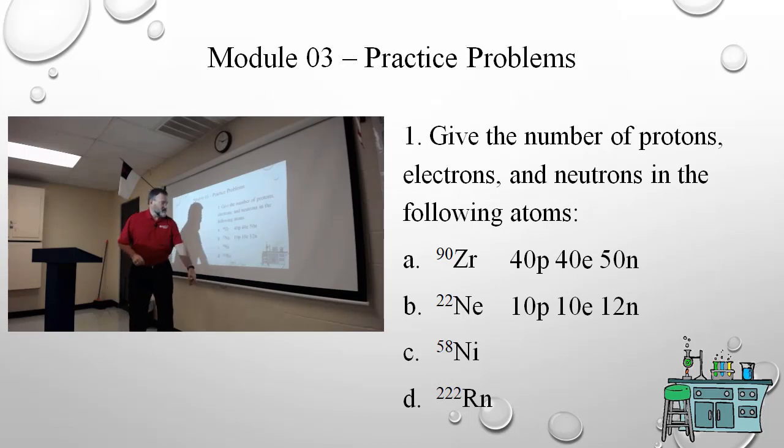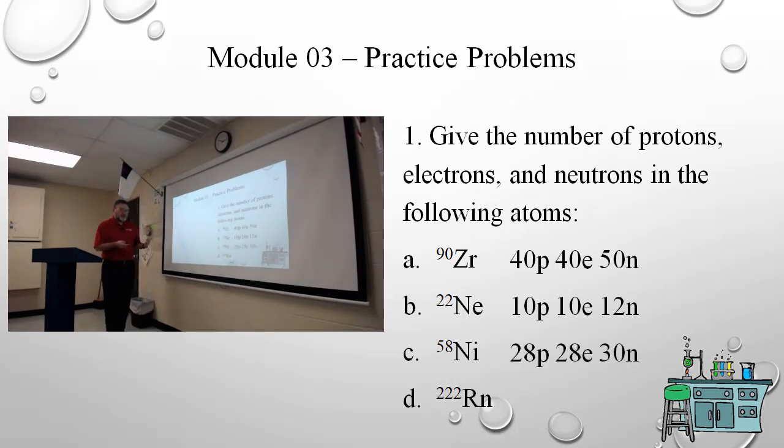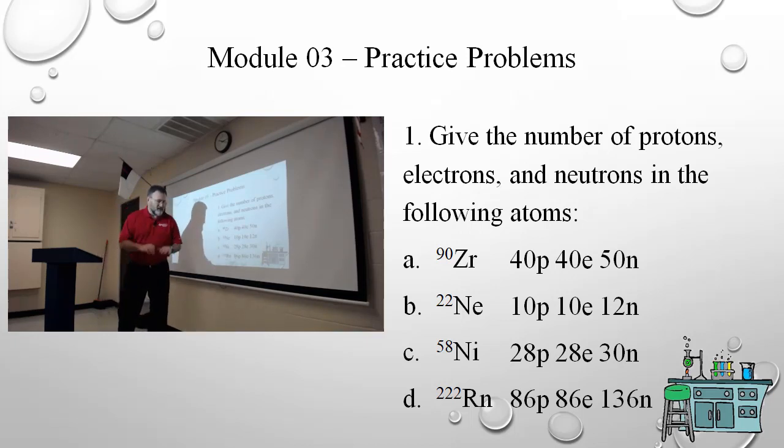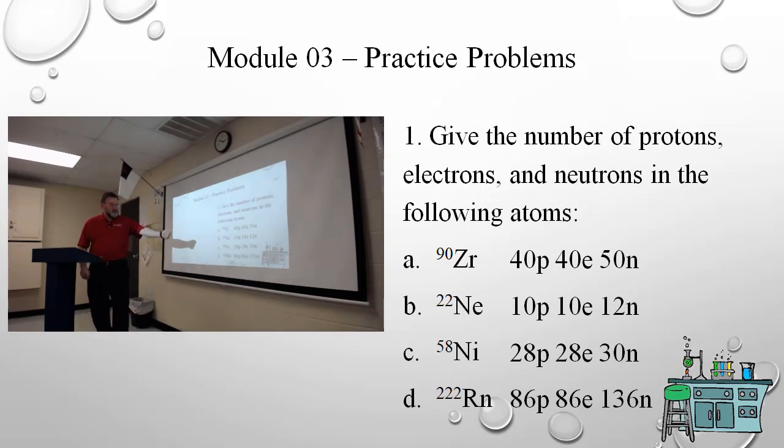The number of neutrons is the mass minus the number of protons. Nickel, atomic number 28. So nickel 58 has to have 30 neutrons. And radon 222, for it to be radon, it has to have 86 protons. To be a neutral atom, not an ion, 86 electrons. And 222 minus 86 is 136 neutrons.